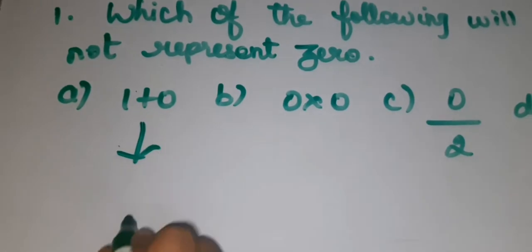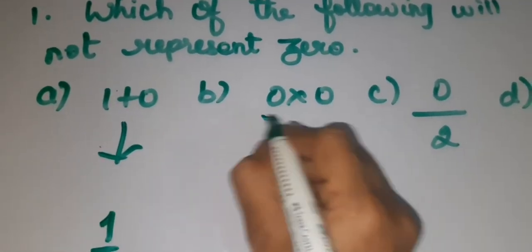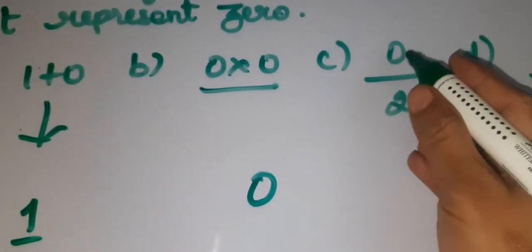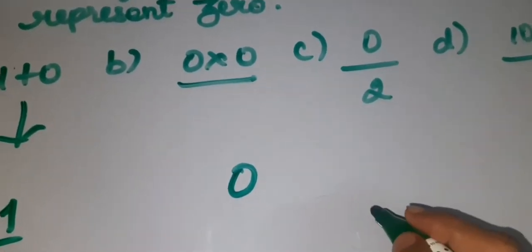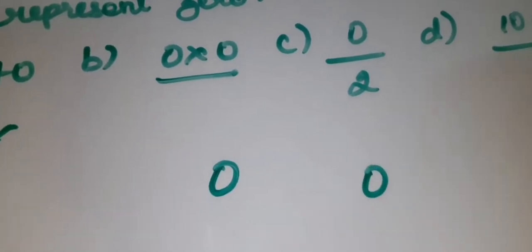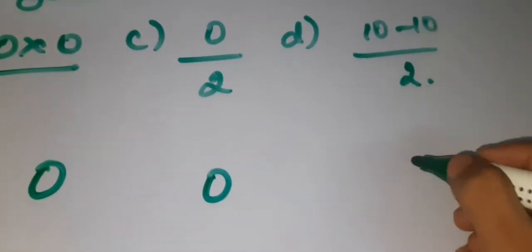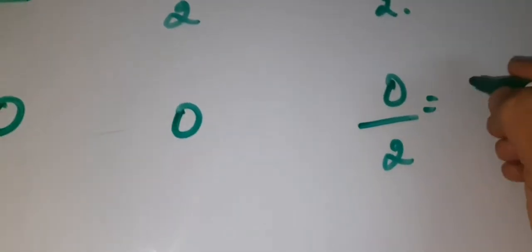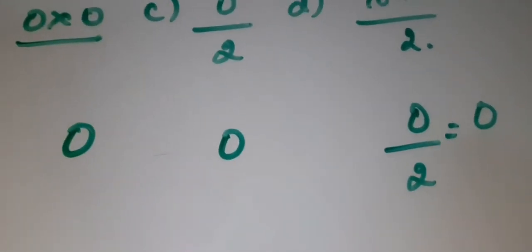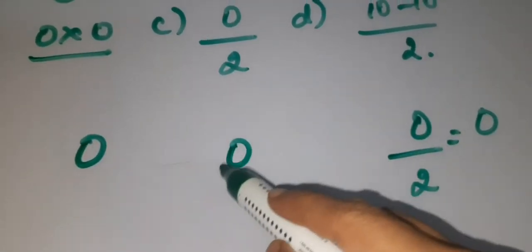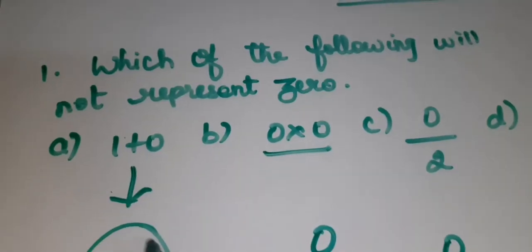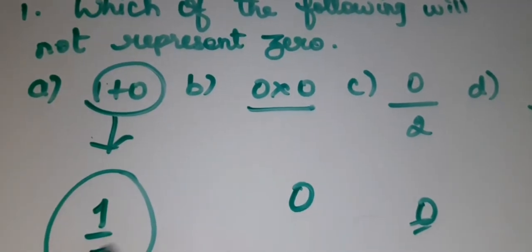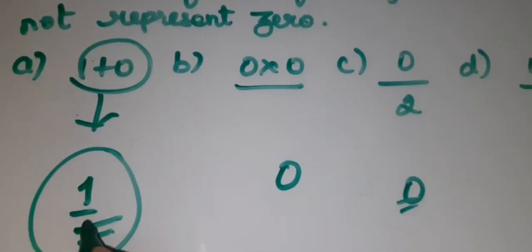So 1 plus 0 is 1. 0 multiplied with 0 will give 0. 0 divided by 2 is 0. Similarly, 10 minus 10 is 0, which divided by 2 will give you the answer 0. Any number which is divided by 0 is 0. Here in the given question, the option A, 1 plus 0, doesn't represent 0 because its answer is 1.